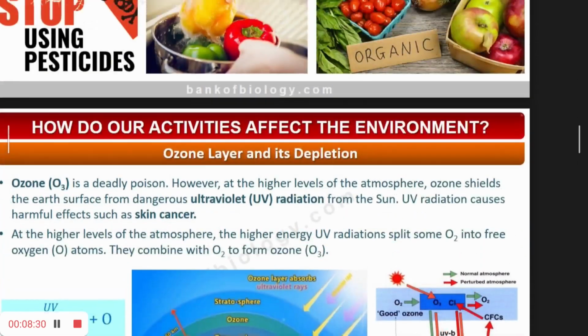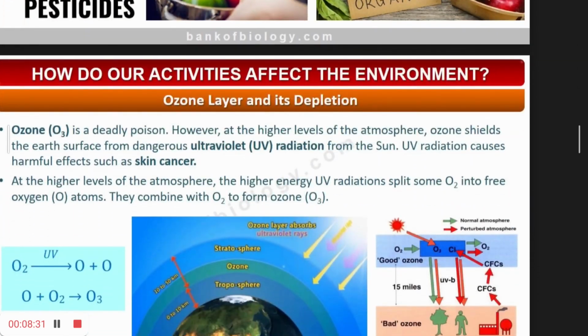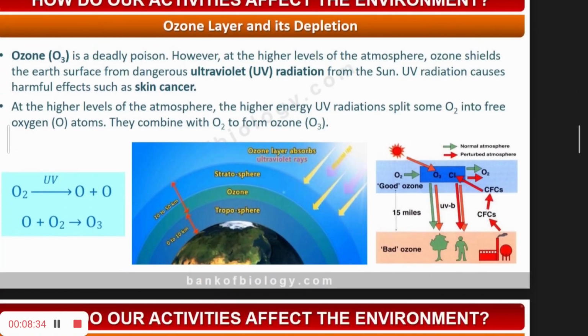Next, prevention: we can do washing and other things also. Next, ultraviolet rays break the ozone. How is the ozone formed? The O3 molecule forms the ozone. It is present above the lithosphere, below the stratosphere.